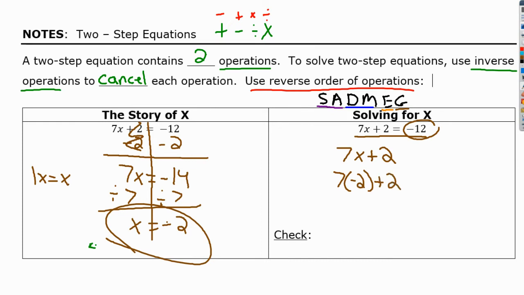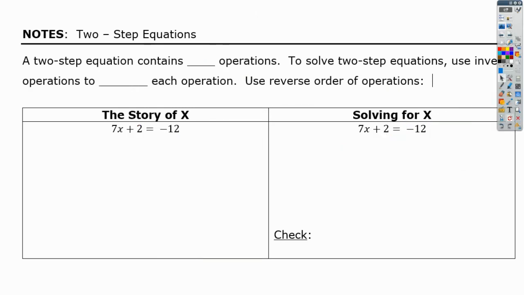7 times negative 2 is negative 14. Negative 14 plus 2 is negative 12. So when we plugged in our answer, negative 2, into the equation, we actually got negative 12, which is what it was supposed to equal. So we know we did it right. Let's go do another one.